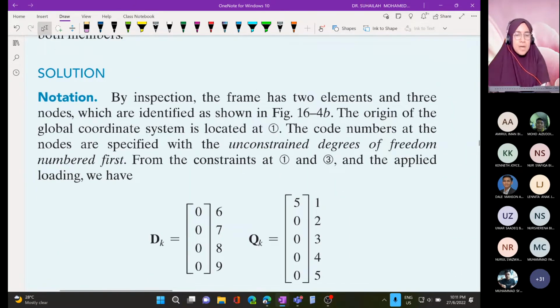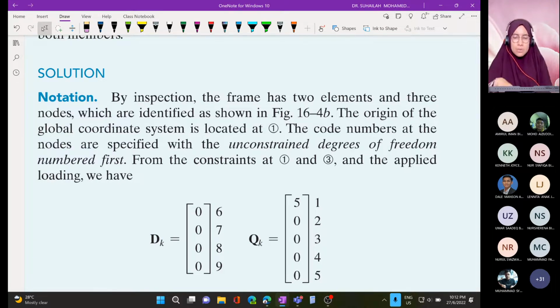So here, just look at the explanation. By inspection, the frame has 2 elements and 3 nodes. The origin of the global coordinate system: this origin does not matter, you will get it later. The origin can be anywhere. You can do like what I suggested just now, or you can choose either one as the origin. Just that you will get negative coordinates, which doesn't matter.